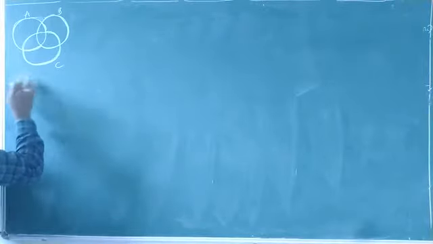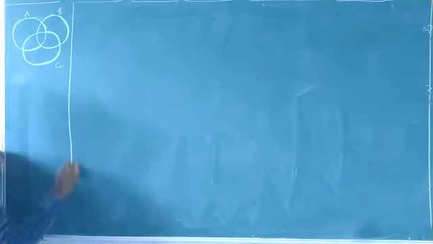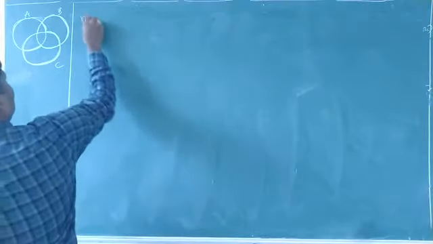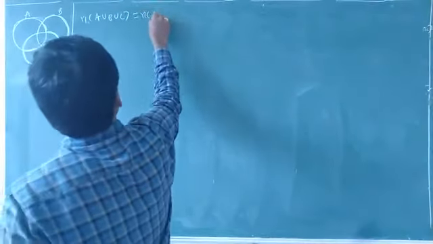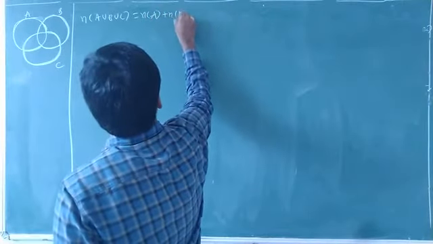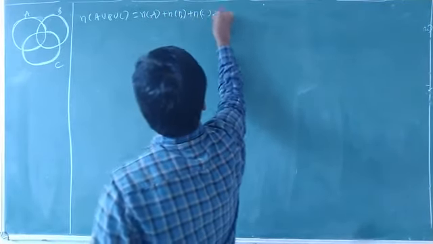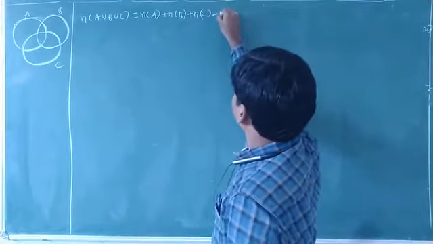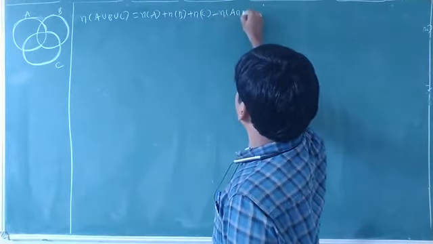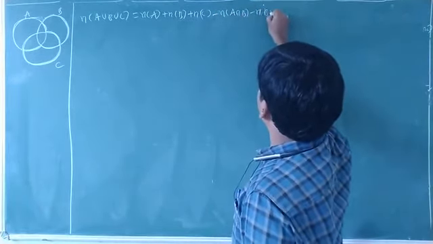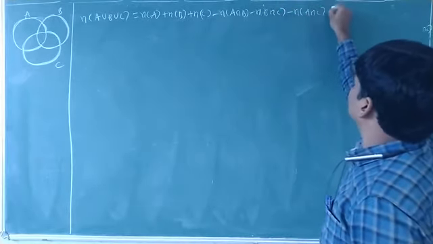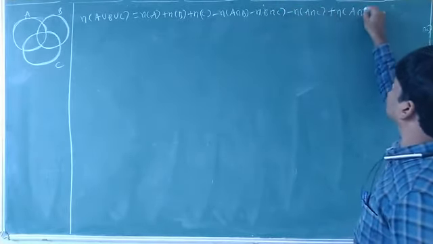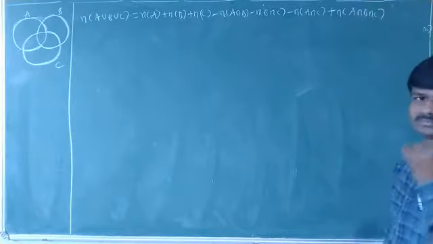Number of A union B union C is equal to what? What is the formula? Number of A plus number of B plus number of C minus number of A intersection B minus number of B intersection C minus number of A intersection C plus number of A intersection B intersection C.